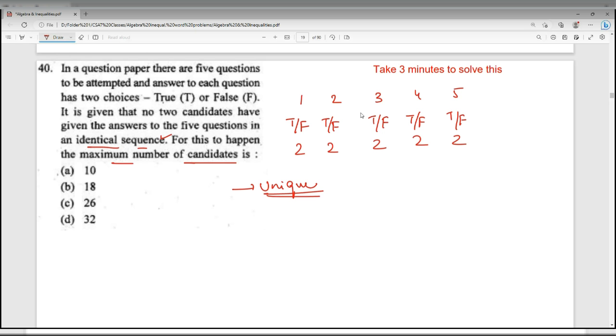So this is more like the arrangement questions that we see in permutations and combinations. Every question has 2 possibilities, true or false. And so the total number of combinations would be, you just have to multiply these things. So this is 2 into 2, 4, 2 is 8, 2 is 16, 2 is 32. So the maximum number of students, these are the unique combinations of the answers.